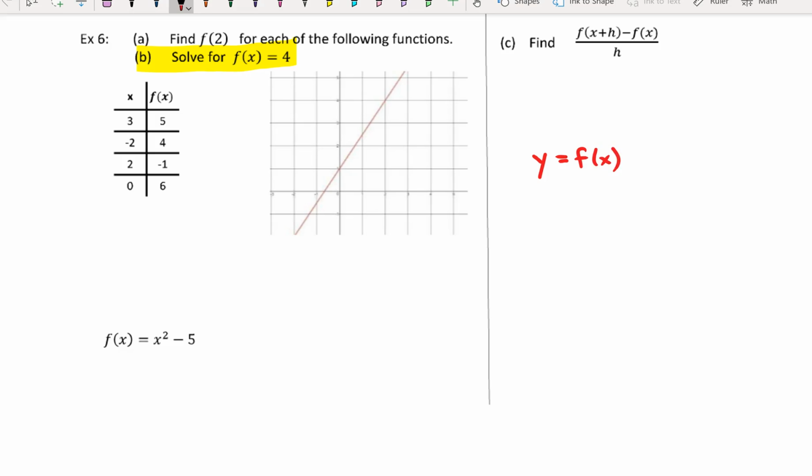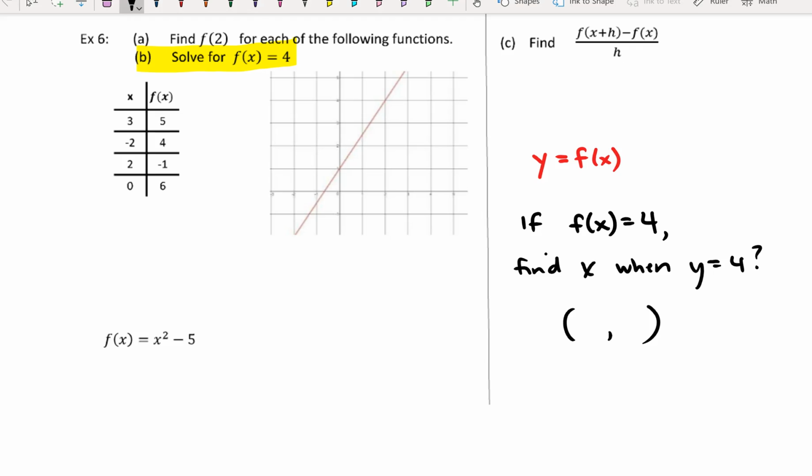And so when you're trying to understand solving, if we are given f of x equals 4, we are asked to find what is the x value when y is equal to 4. In other words, if you want to take this in ordered pair form, we actually know the y value, and we want to figure out what this x value is.